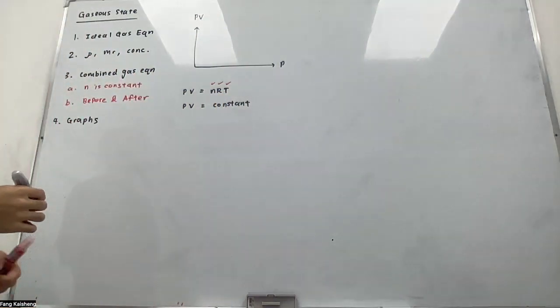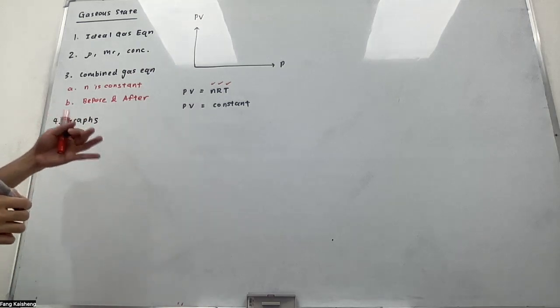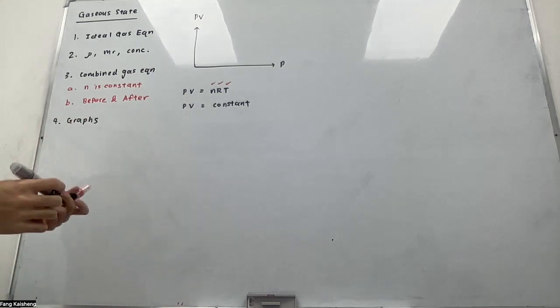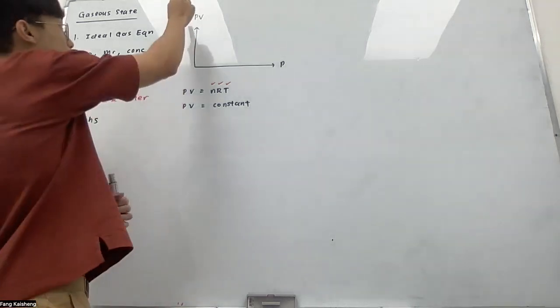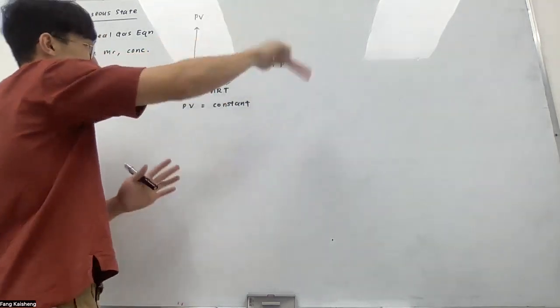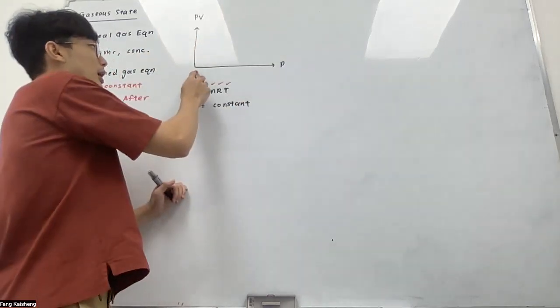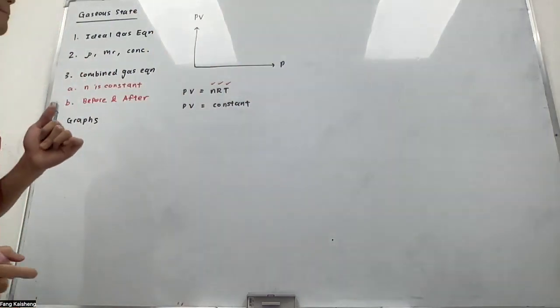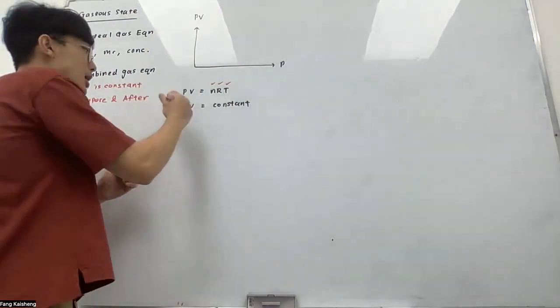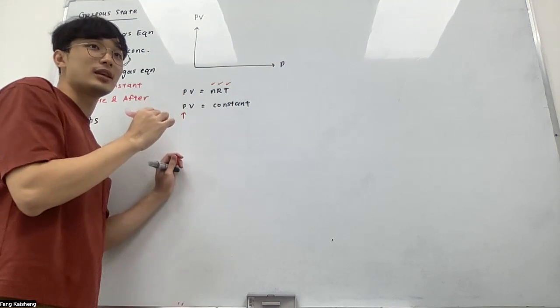Then what's next? If PV is equal to a constant, that means what? If you look at the axis for this graph, it's a bit weird because we have both PV and P on the same graph. So I'll ask you something. When P increases, what do you think will happen to the shape of this graph? Okay, when P increases, what will happen?